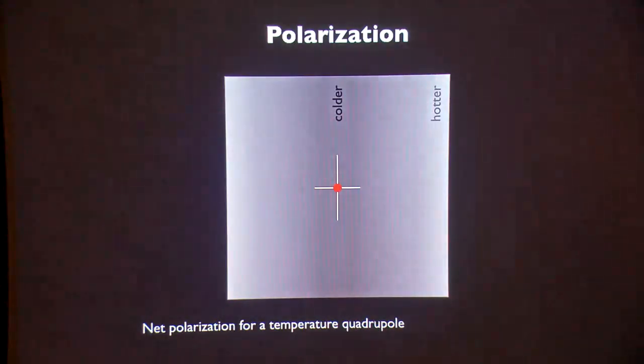This changes if you have a quadrupole, so you have a hotter region, a colder region, and a hotter region. In that case you get more photons from the right that scatter off the electron and lead to a vertical polarization, then you have photons that scatter from the colder region and lead to horizontal polarization, and so you get a net polarization that's vertical. So if you have a temperature quadrupole, and we saw that there are temperature fluctuations, I should really motivate why there's a quadrupole, which I'm not going to do, but I'm happy to explain if people want to understand better afterwards. But if there's a quadrupole, you expect net polarization of the cosmic microwave background, and this is something we can look for.